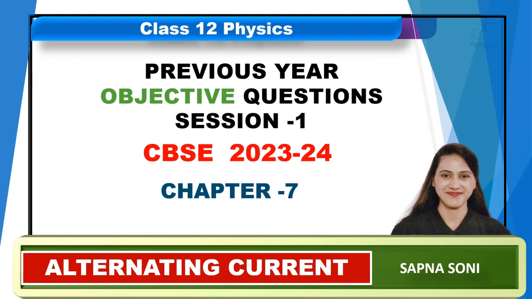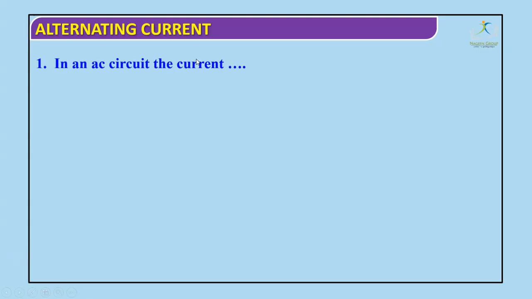Welcome students in this beautiful session, which is a previous year objective question session 1. So today we will solve chapter number 7, alternating current, most important objective questions. In this objective session we have assertion reason questions also. So let's begin with question number 1.